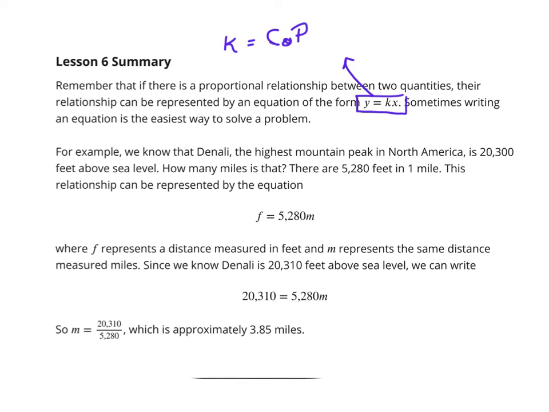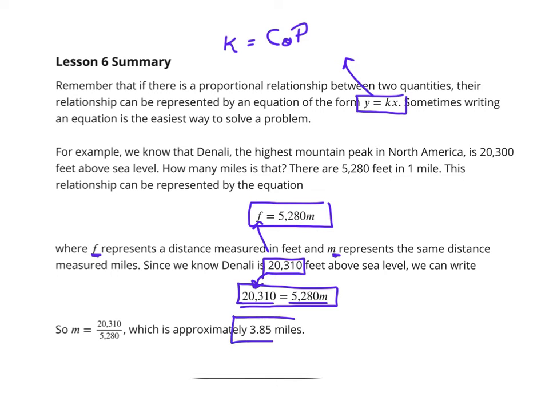For example, we know that Denali, the highest mountain peak in North America, is 20,310 feet above sea level. How many miles is that? There are 5,280 feet in 1 mile. So they've given us an equation that the feet is equal to 5,280 times the miles, where F represents the distance measured in feet, M represents the distance measured in miles. Since we know Denali is 20,310 feet, that's the F, above sea level, we could write that equation like this, and then to solve, we would divide by that 5,280, and there's our answer.